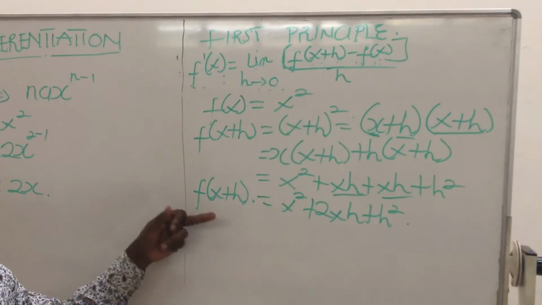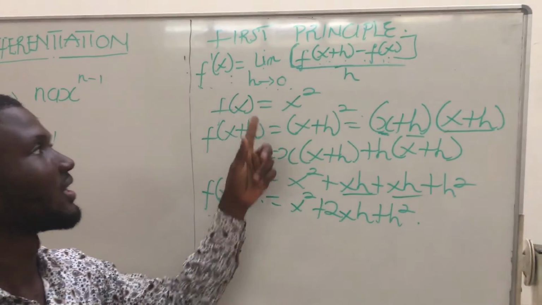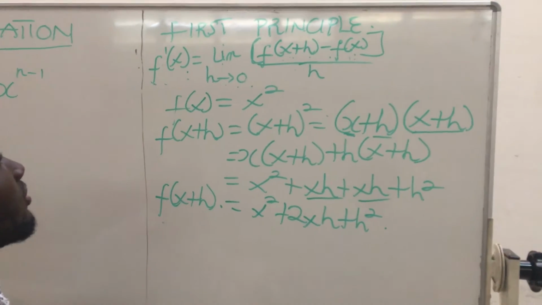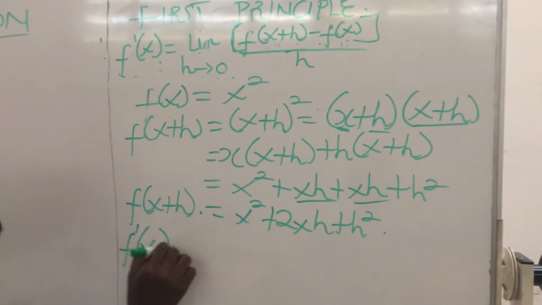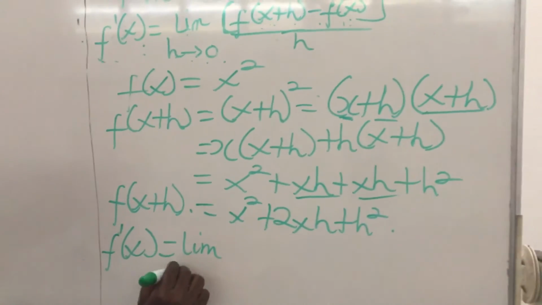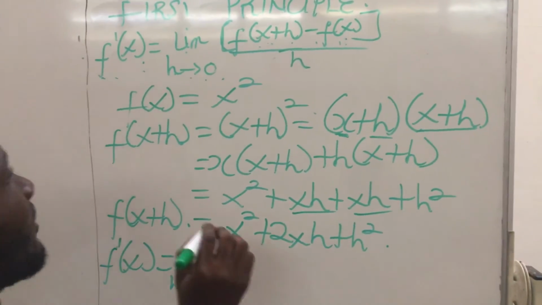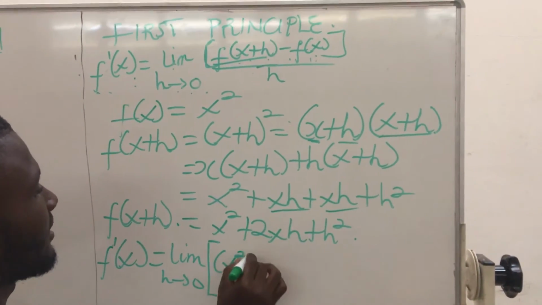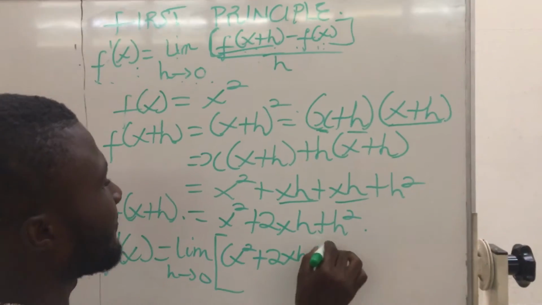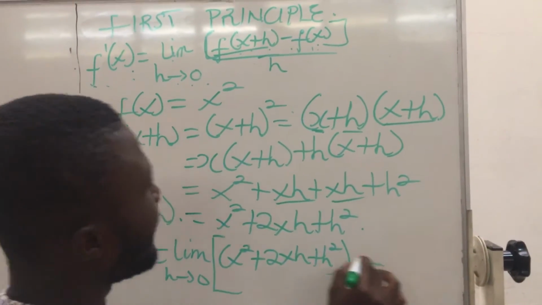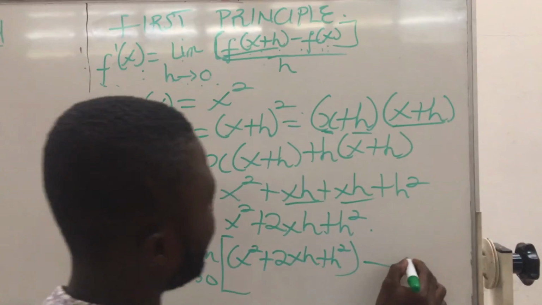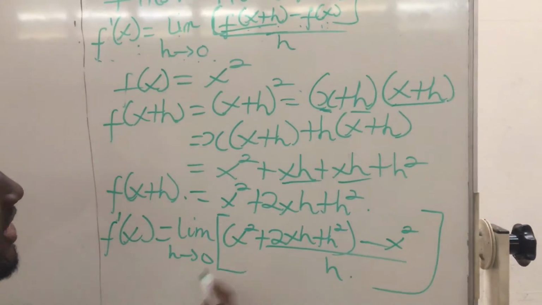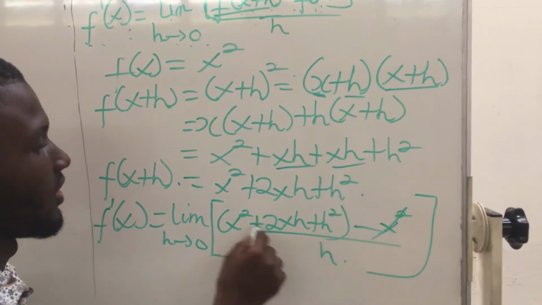Now we have f of x plus h and we have f of x. So we substitute these two functions into our first principle, which gives us f prime of x is equal to the limit as h approaches 0 of f of x plus h, which is x squared plus 2xh plus h squared, minus f of x, which is x squared, all over h. Now when we expand, x squared minus x squared cancels out.